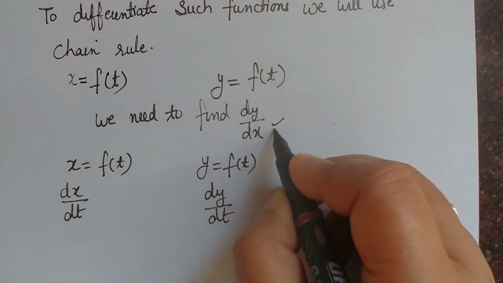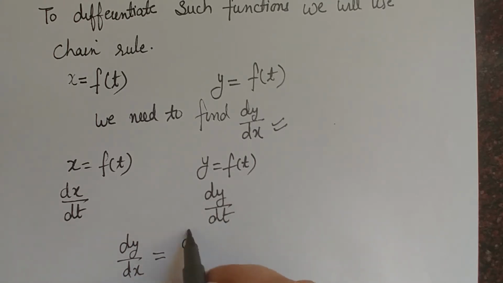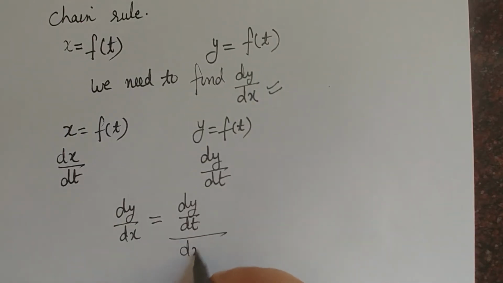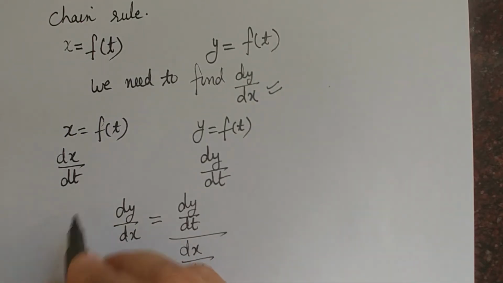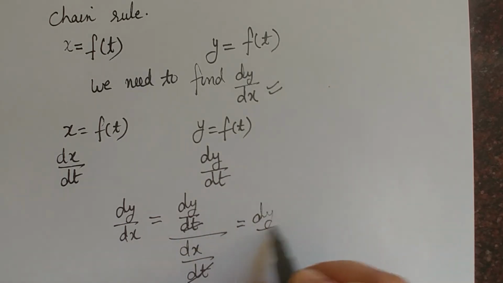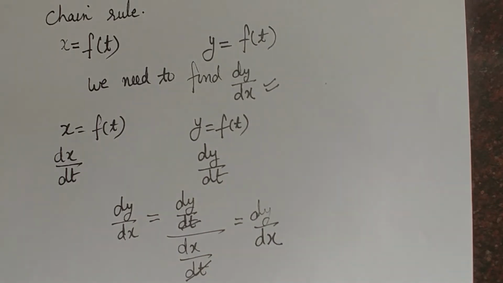But I need to find dy by dx. So dy by dx will be equal to dy by dt, can you see from here, divided by dx upon dt. Now when it is cancelled, you will just get dy by dx. This is how we apply the chain rule also. So let us do it with the help of one example.